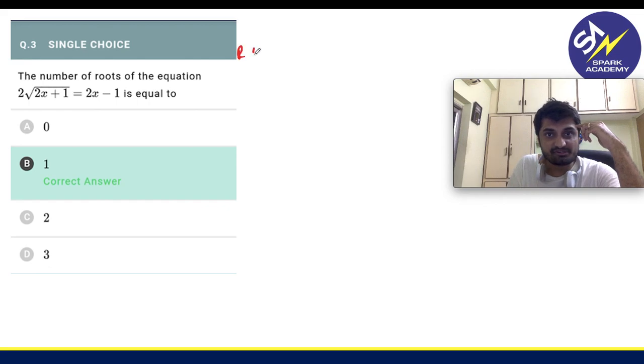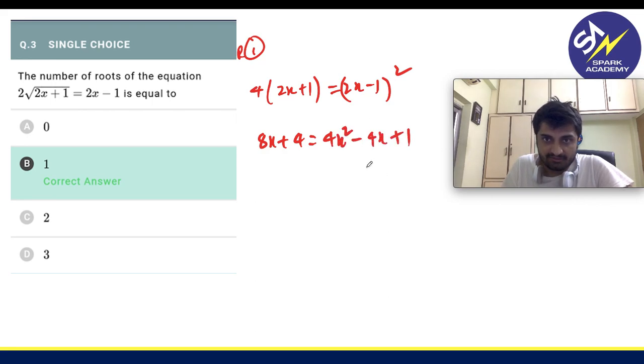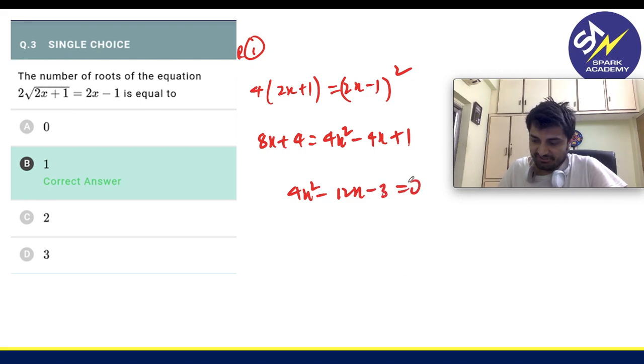Number of roots of the equation, this is round 1, I can solve it immediately. If you square on both sides, I can write 4 times 2x plus 1 equals 2x minus 1 whole square. So what is this now? 8x plus 4 equals 4x square minus 4x plus 1, or 4x square minus 12x minus 3 equals 0. This is my equation, right?